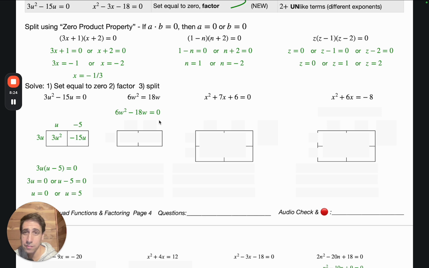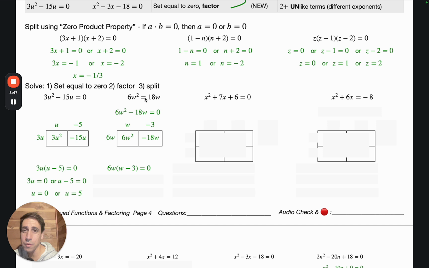to start factoring. Take the two terms and put them in the middle, and think, what is the greatest common factor? What thing will multiply up to both 6w squared and negative 18w? Well, 6w. 6w times what is 6w squared? That's w. What's the leftover over here? Negative 3. Then join them with multiplication.